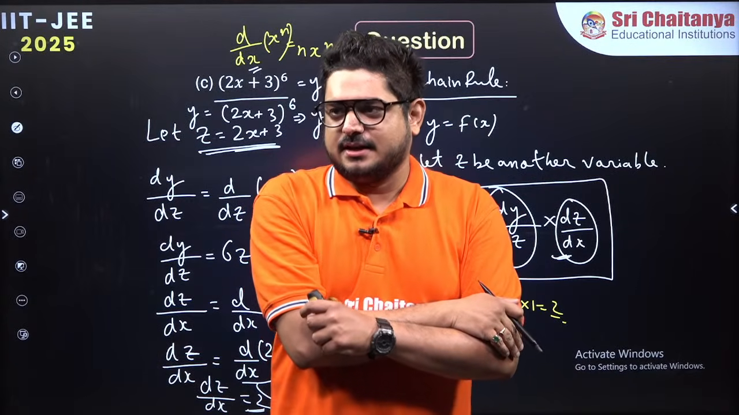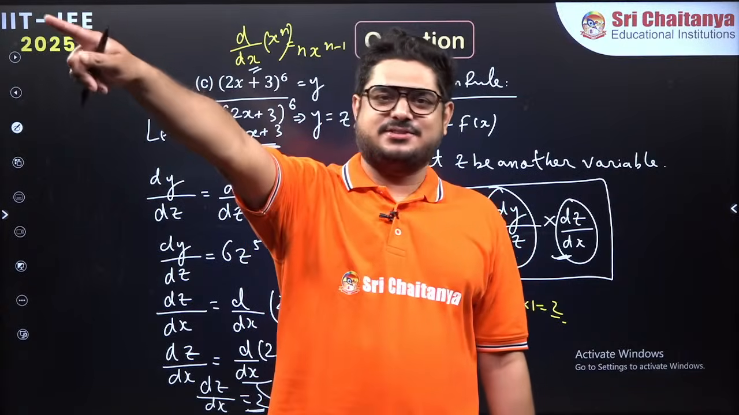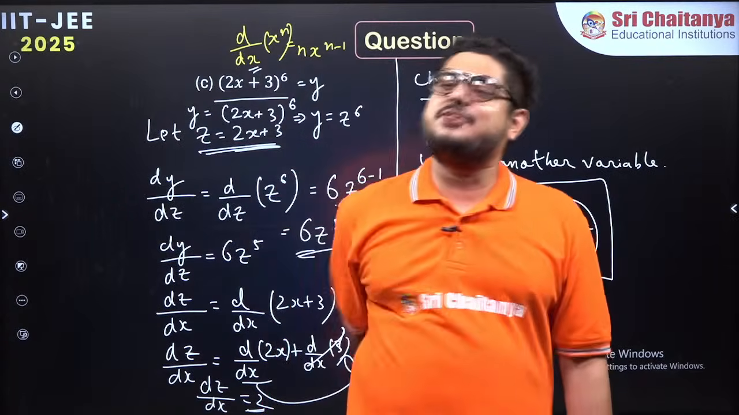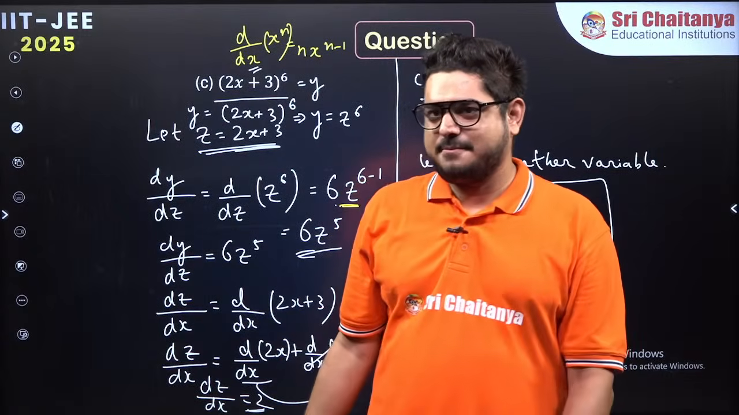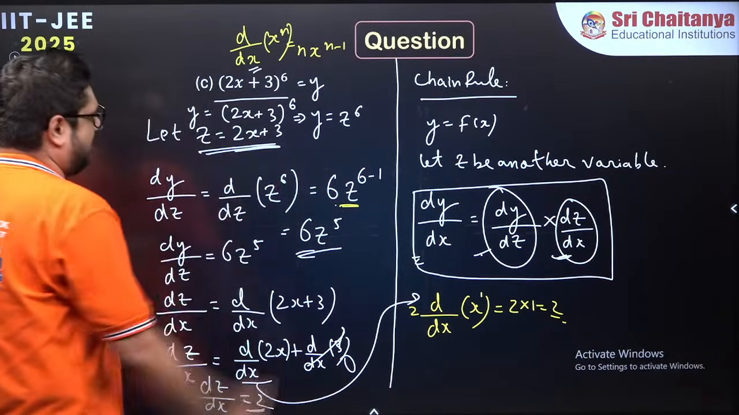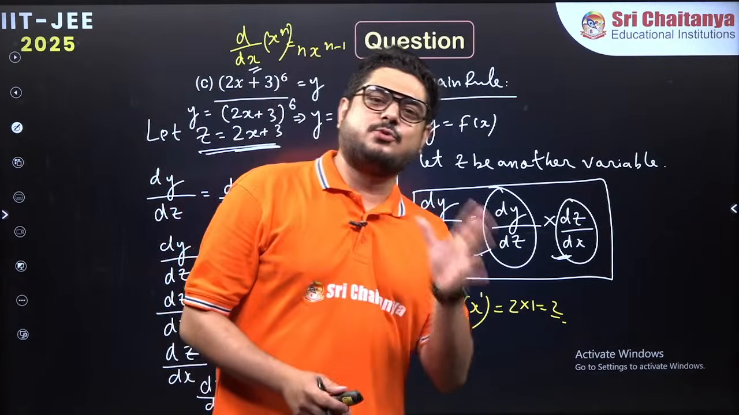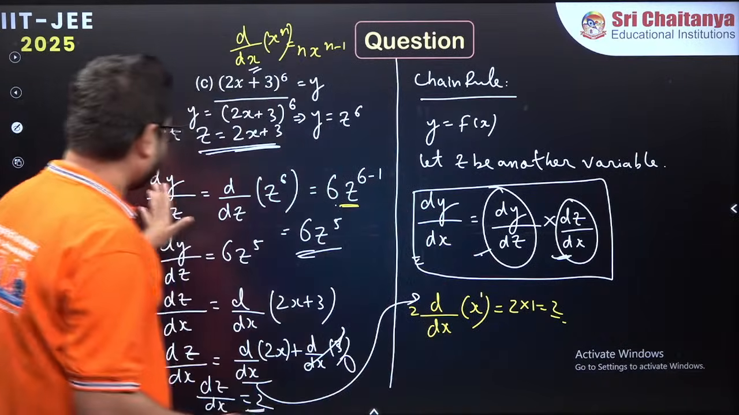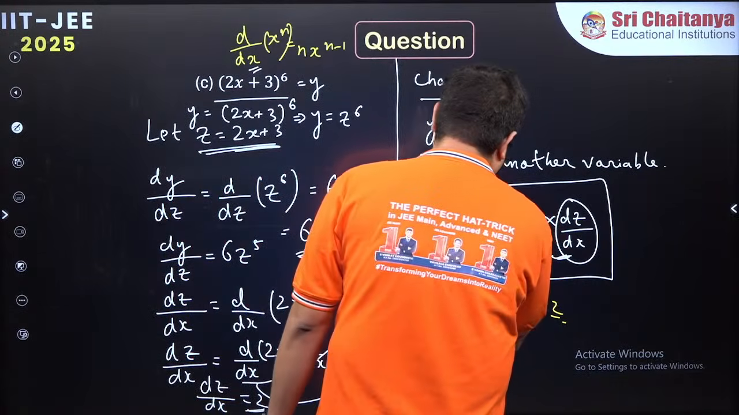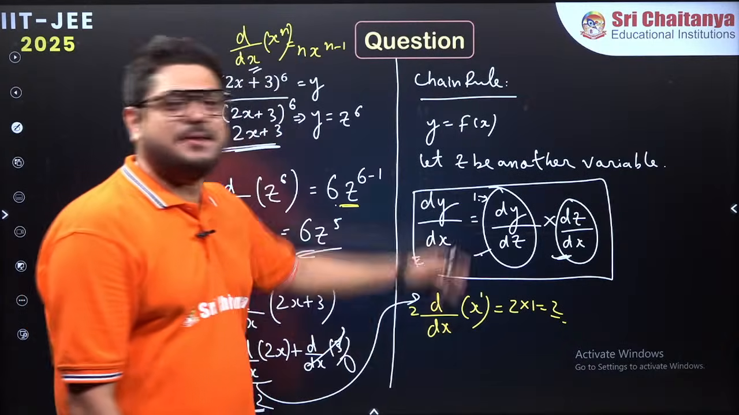Okay. We cannot differentiate 6z to the power 5 once again because it's not required. If they would have asked us the second derivative, then we would have done it. Okay. So now what I did is, we chose a third variable. Let's say z is equal to 2x plus 3. Okay. Now first of all, you find out this. This should be the first thing required to be found out, which is dy by dz.